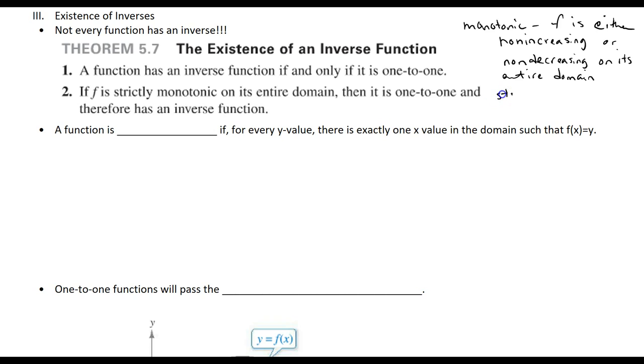And strictly monotonic means f is either increasing or decreasing on its entire domain. So when we talk about monotonics, that's what we mean.